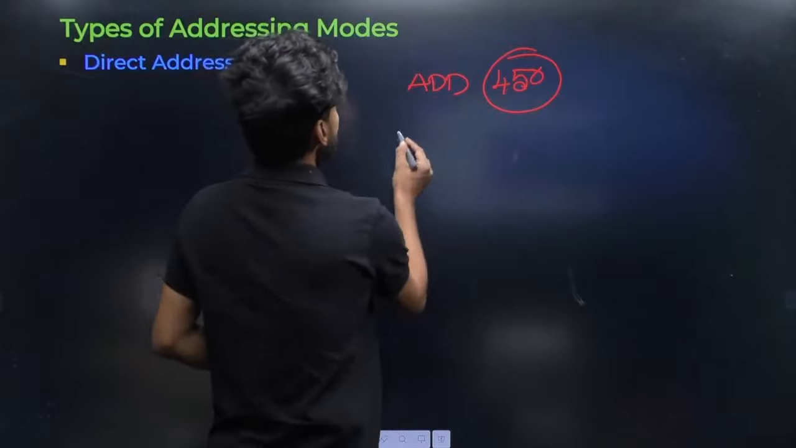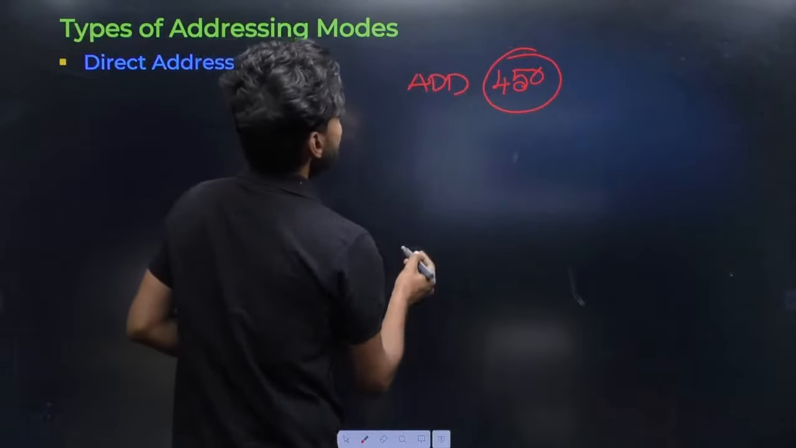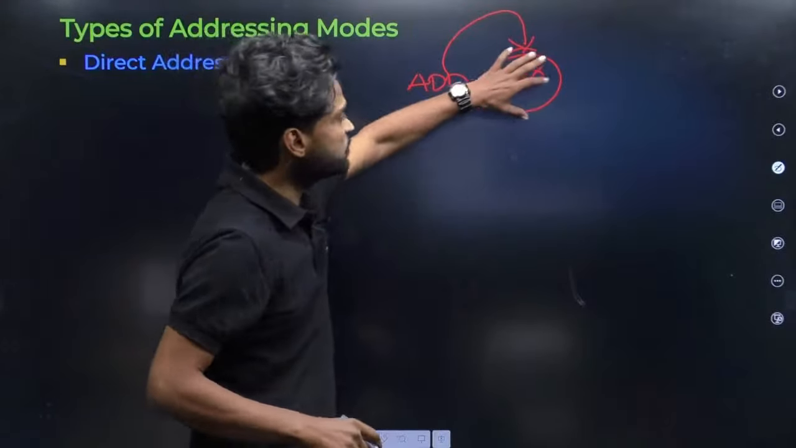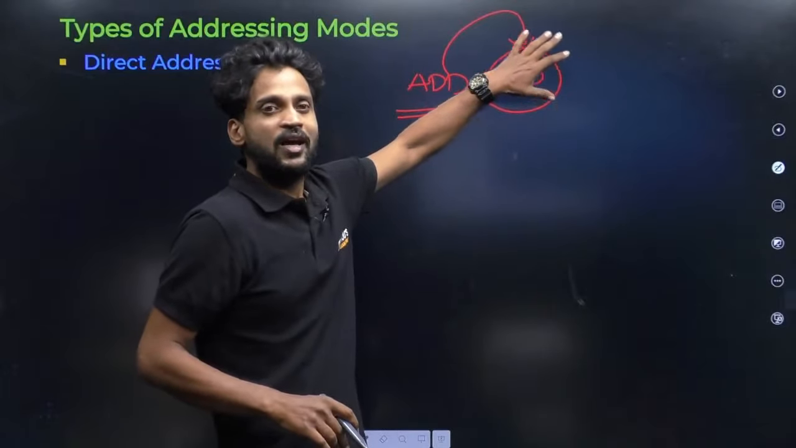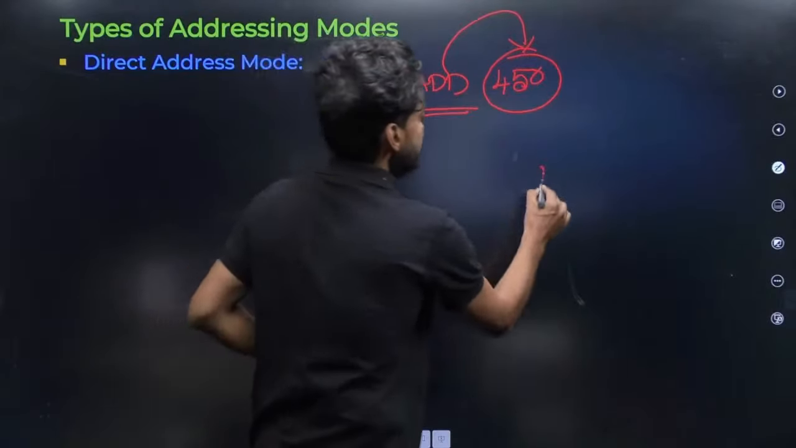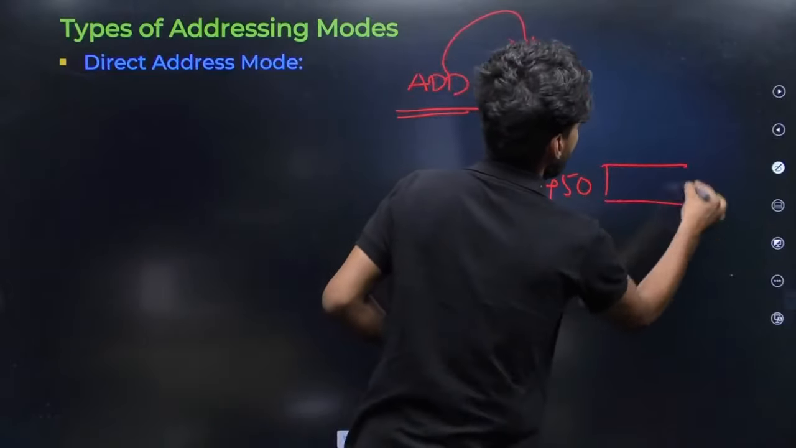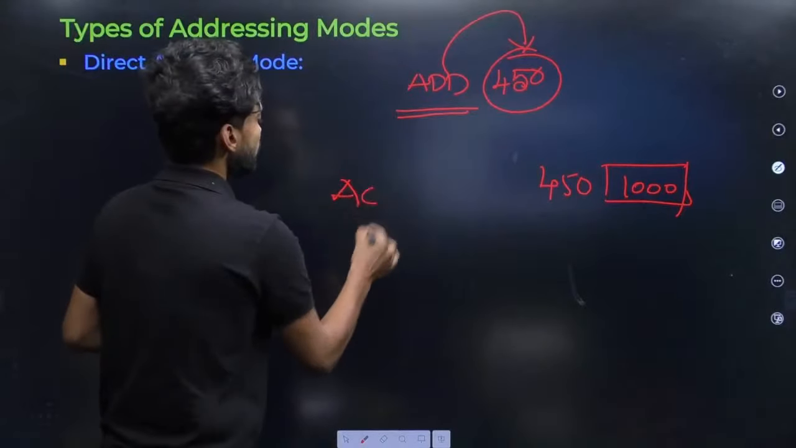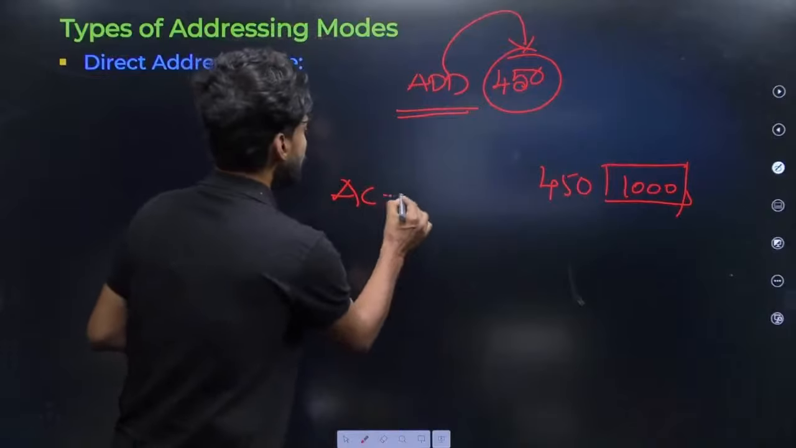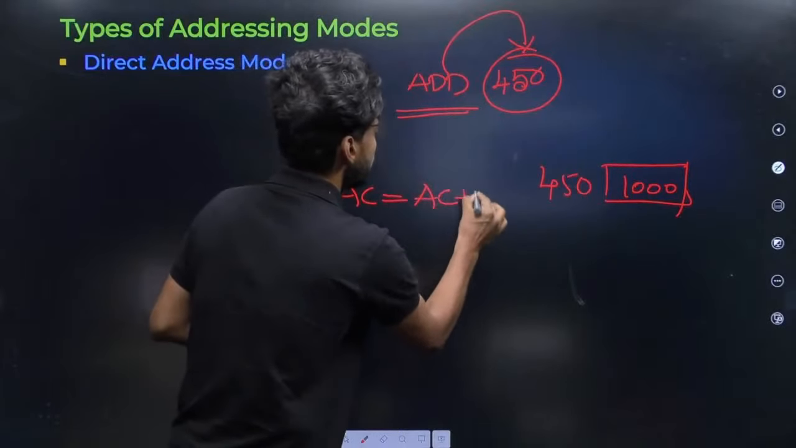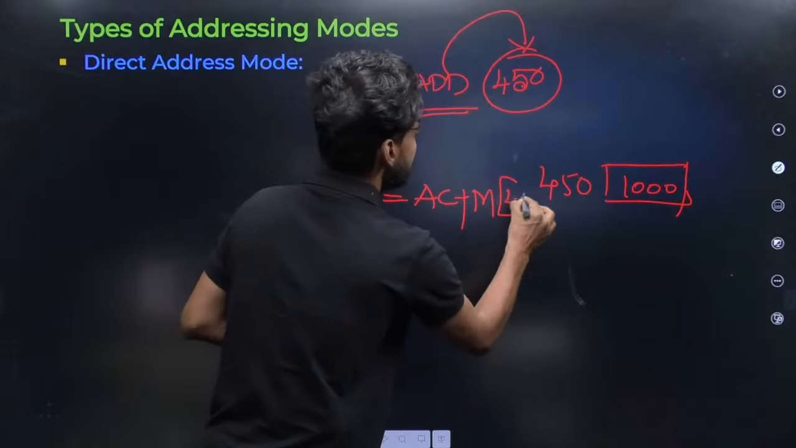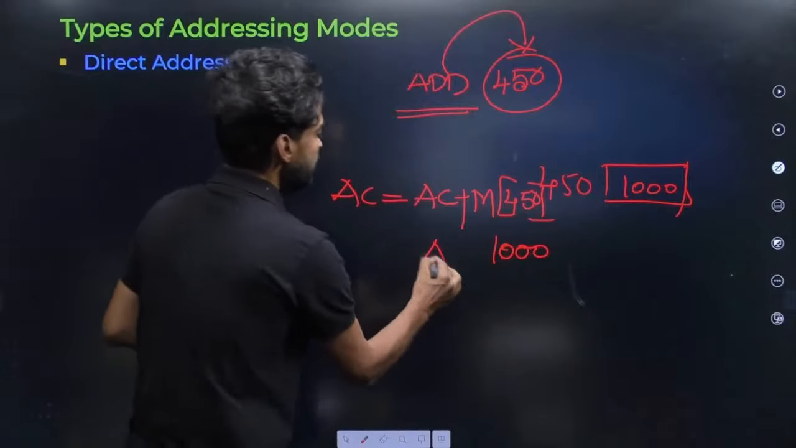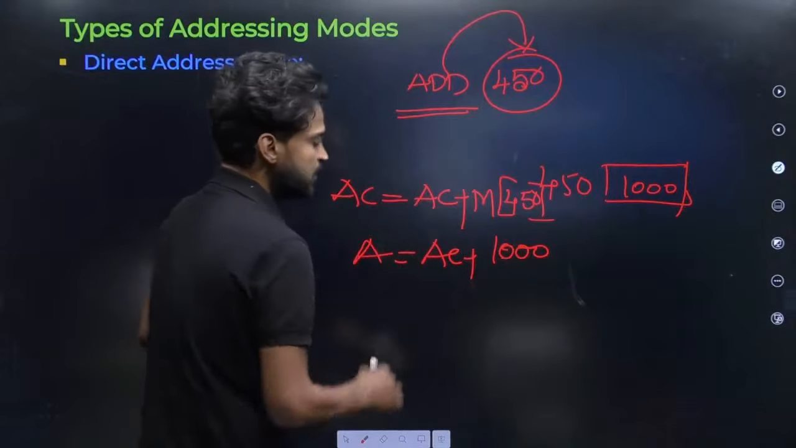Now, let us say direct addressing mode. In the direct addressing mode, the opcode will be followed by the address part of an instruction. This address part is going to specify an address of the operand. That is, when we go to the specific address in the main memory, we are going to get the operand. Finally, what is the second operand in our instruction? The second operand is always the accumulator in our computer system. So finally, the accumulator is equal to accumulator plus memory of 450. What is memory of 450? 1000, right? So the accumulator will be accumulator plus 1000. This is direct addressing mode.